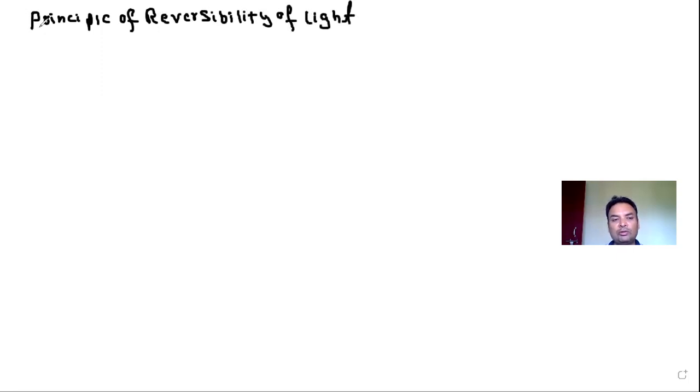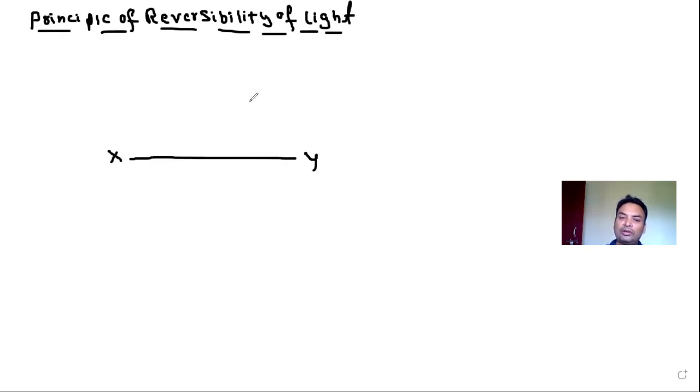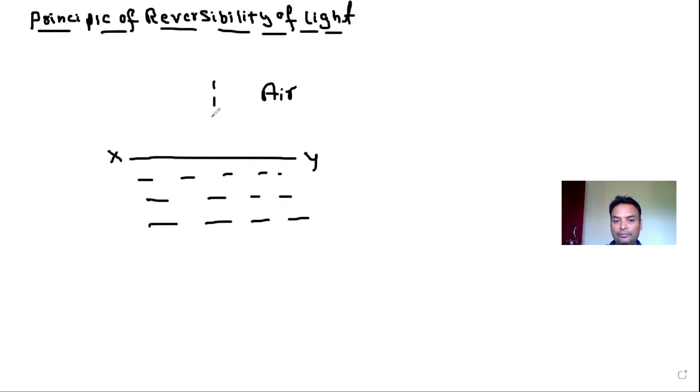So what does the principle of reversibility of light say? Let me take the same case. We have this interface XY, and this is air here, and here it is water. I draw a normal on this interface. So this is my normal. And one ray of light is incident at this point, making an angle theta 1.